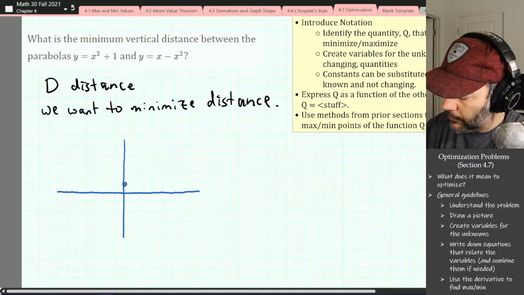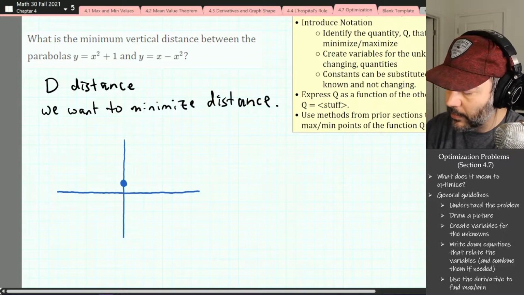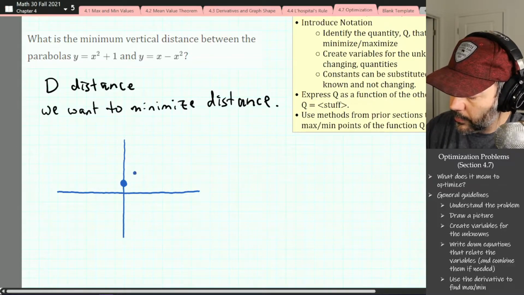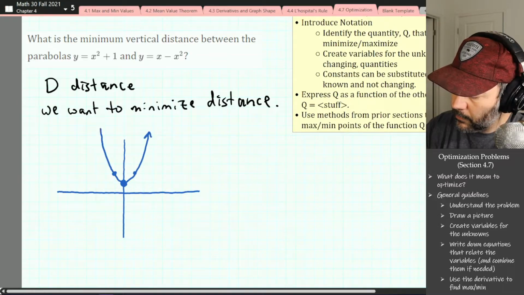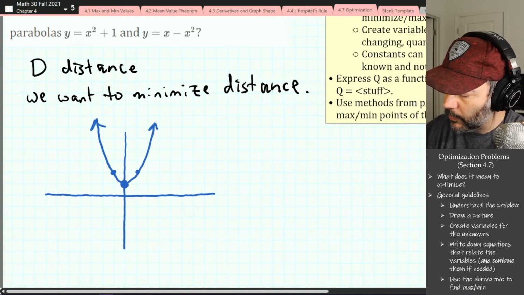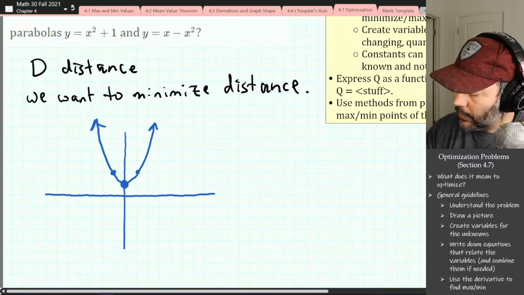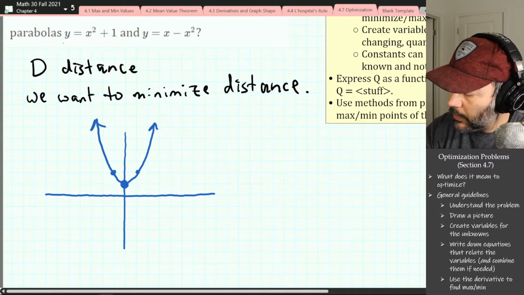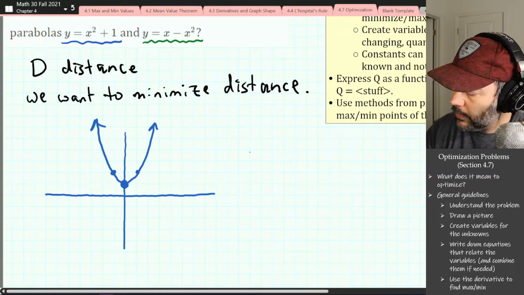Well, I know that the first one is a parabola with a y-intercept of 1. So I know the first one looks like this. Maybe I should have made this a little bigger, but oh well. That one's in blue. Let's do this one in green.